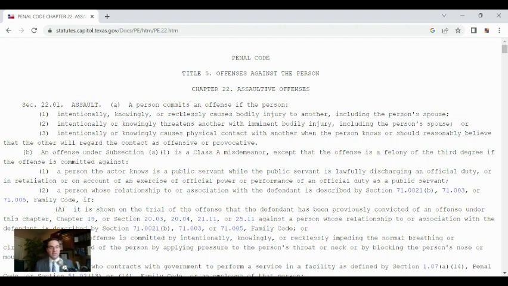Okay, so that's the first part. It's a Class A under Section A1. A1 is the part that says bodily injury. Okay, bodily injury means any impairment of physical condition or pain. So a scratch is going to be bodily injury because it impairs your physical condition. If you get punched in the stomach and no mark is left, that's pain, probably, right? It's probably painful to get punched in the stomach. I've been punched in the stomach before. It hurt, but it didn't leave a mark. And so that's all going to count as bodily injury.